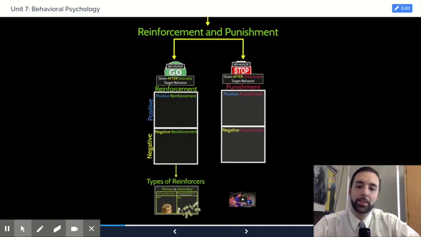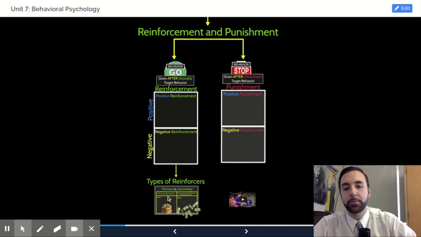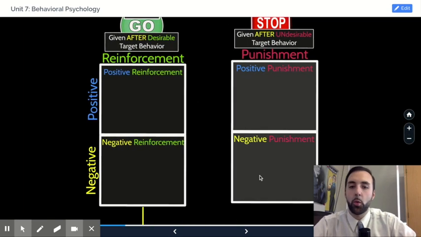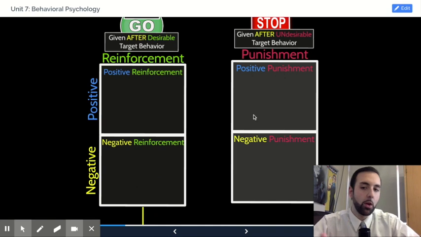The next portion of this concept map are the boxes that you currently see. We need to differentiate between what's called reinforcement and punishment, and then talk specifically here at the bottom about different types of reinforcement. I would like you to copy down this 4-box table. You can combine these two columns so that it's one giant box with four quadrants, or you can separate it.